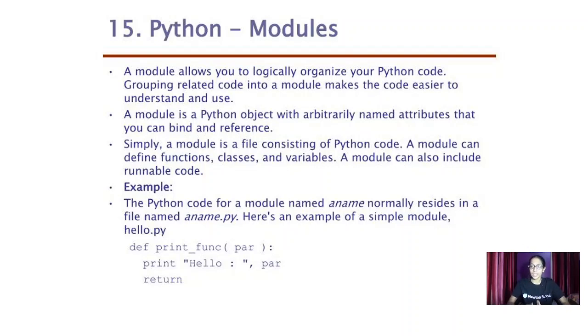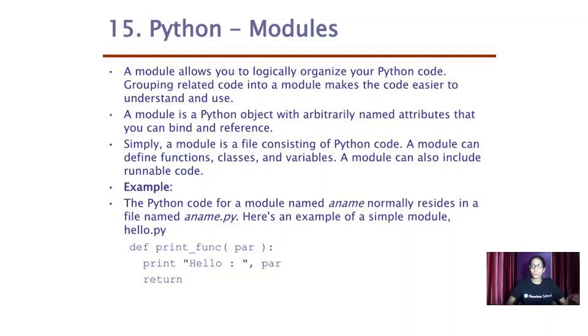A module is a file containing Python definitions and statements. A module is a Python object with arbitrarily named attributes that you can bind and reference. A module can define functions, classes, objects, variables, and many more. Simply, a module is just a file consisting of Python code, and functions can be created including runnable code.